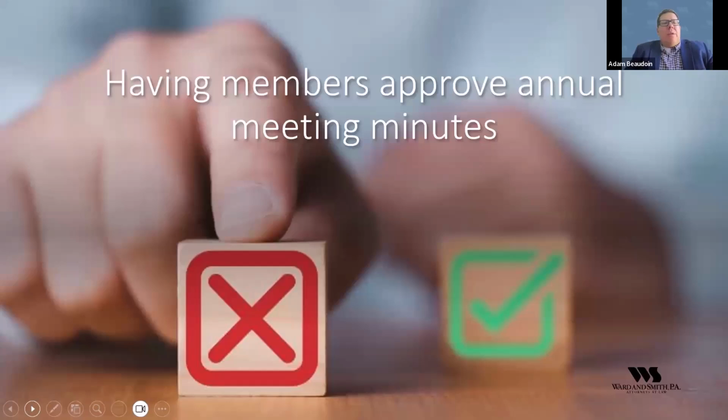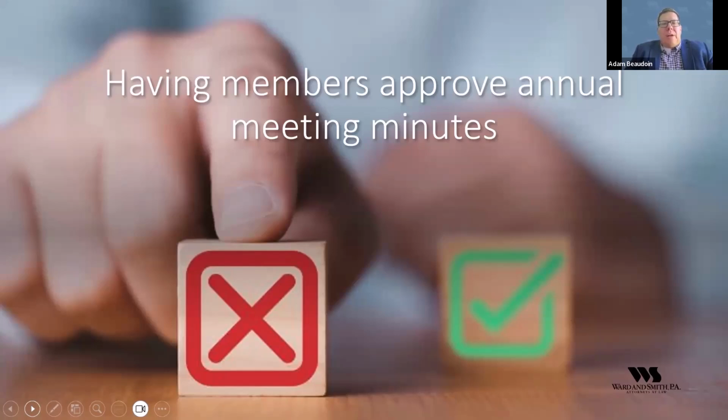But I would implore you, never put on your agenda at an annual meeting approval of the previous annual meeting minutes for the membership. And the reason why is because this is a situation where the members can mess with you and they can try to make adjustments to those minutes. And those might be inaccurate based upon wanting certain things included.